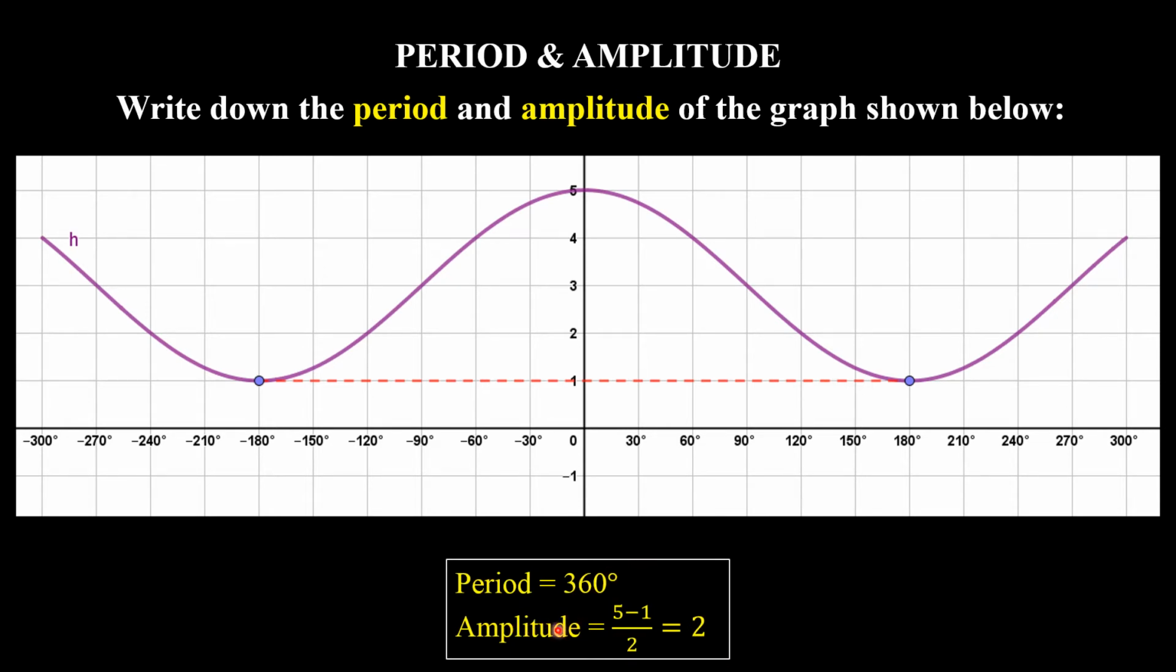Now look at the amplitude. The graph is shifted upwards, but how do we calculate the amplitude? Look at the maximum value, that is 5. Look at the minimum value, 1. So you just take the average: 5 minus 1 divided by 2 is the amplitude. So 5 minus 1 is 4, 4 divided by 2 is 2. That is a method. Maximum minus minimum value divided by 2.